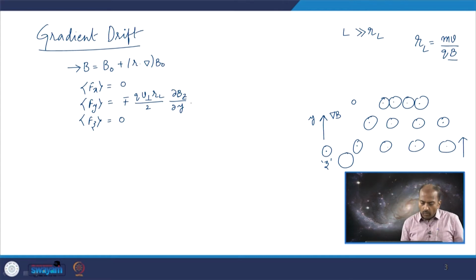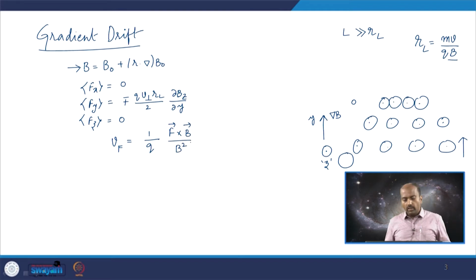Now, our objective is to find the drift velocity. Let us call this Vf. We know that a generalized force gives the drift velocity as F cross B divided by B squared. So here F can be anything.